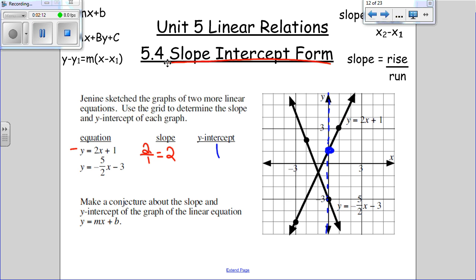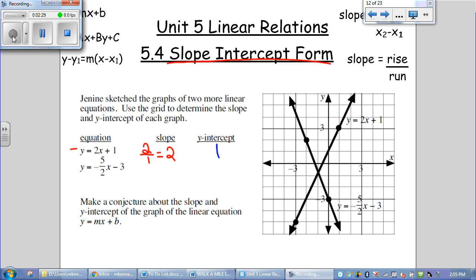Okay, on the second line, I want you to do the same thing. So I want you to find the slope and the y-intercept of that second line. Do rise over run on the second line, and then do the y-intercept. Find out where it is and write that down.